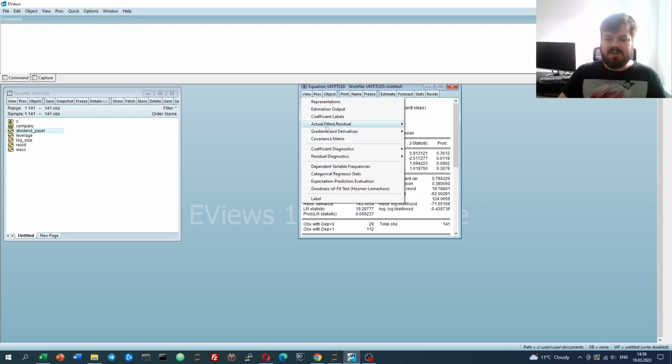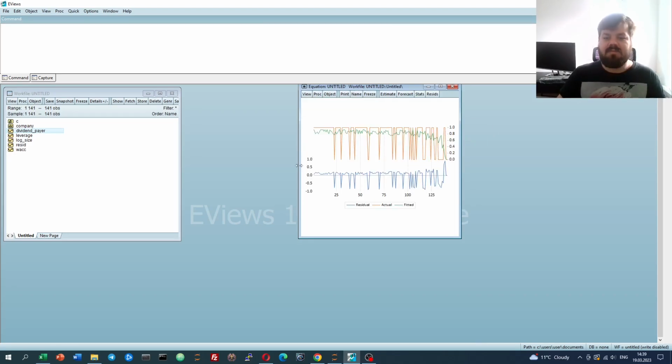Here, we might also want to have a look at the graph for the actual, fitted and residual terms. So we see in orange the actual term, which is 1 or 0, and the green fitted line shows how well we explain the likelihood of paying dividends or not. So for example, for some of the companies that don't pay dividends, we're actually predicting that they are more likely to do so. For example, this company, company 23, was predicted to be 76% likely to pay dividends, whereas in fact, it did not pay dividends. And this is quite a substantial deviation of the actual data from the fitted data, from what our model predicts.